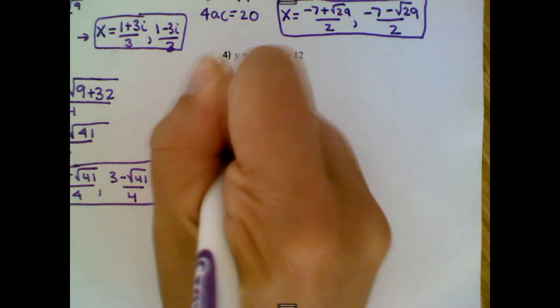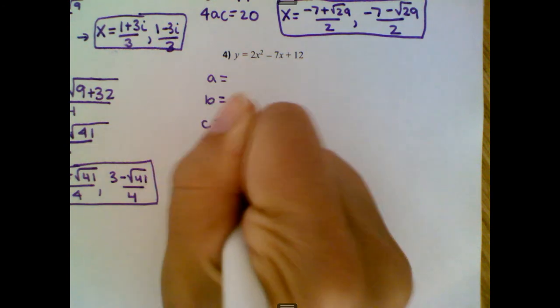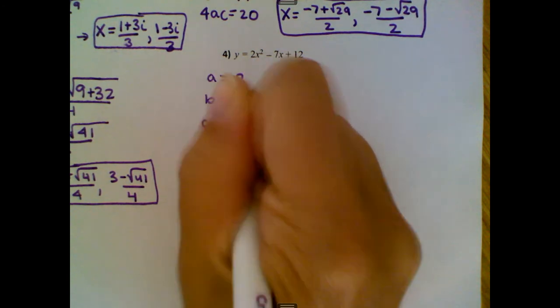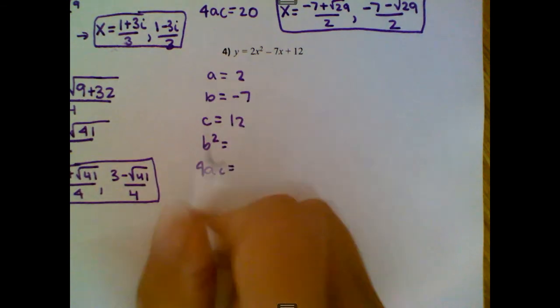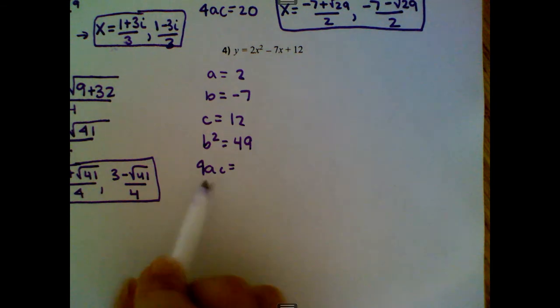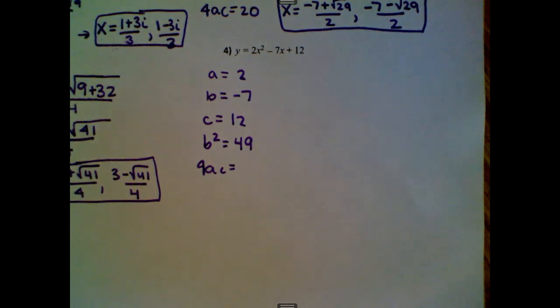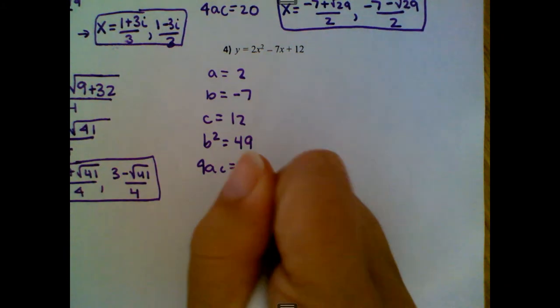Last one we are going to do all together. First we go A, B, C, B squared, and 4AC. Label what those numbers are. We got a 2, a -7, and a 12. -7 times -7 is 49 for B squared. And then 4AC, so 4 times 2 is 8. And 8 times 12 is, I'm going to get my calculator because I'm not so good at mental math. 8 times 12 is 96.